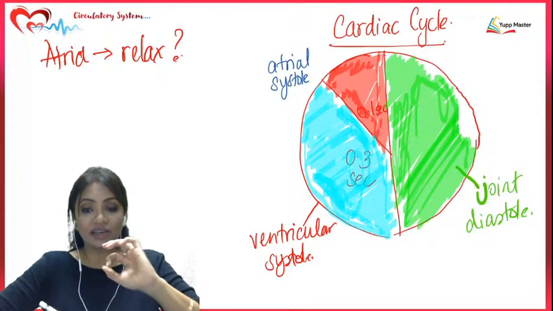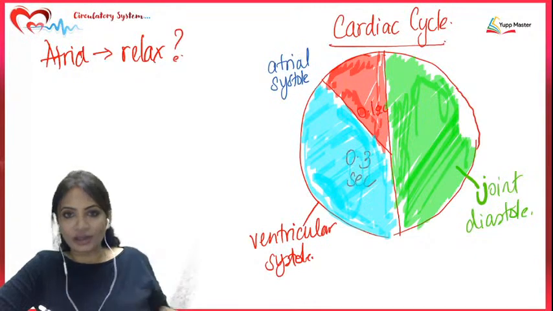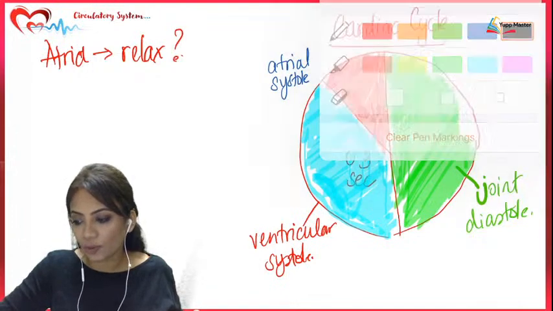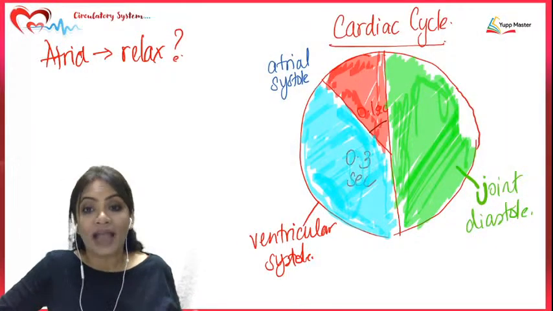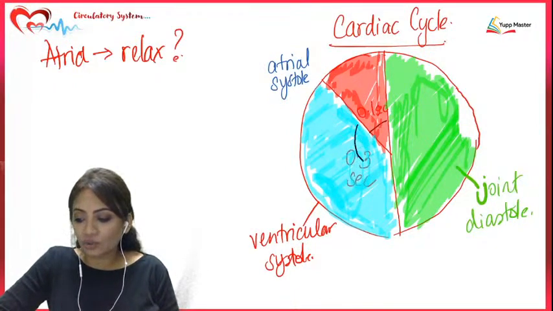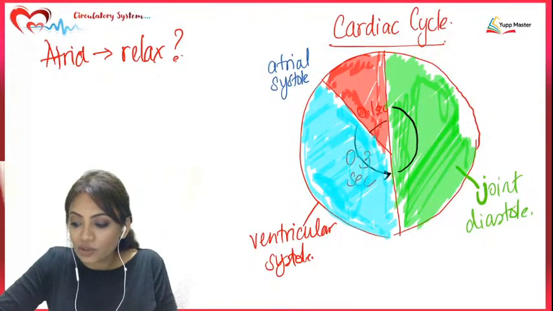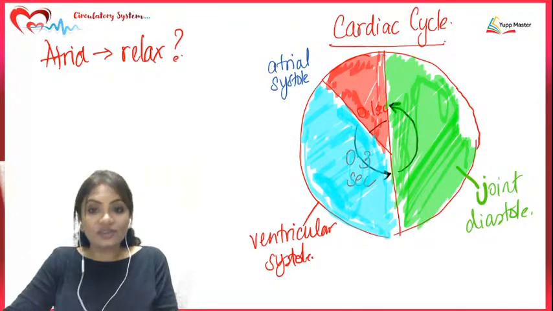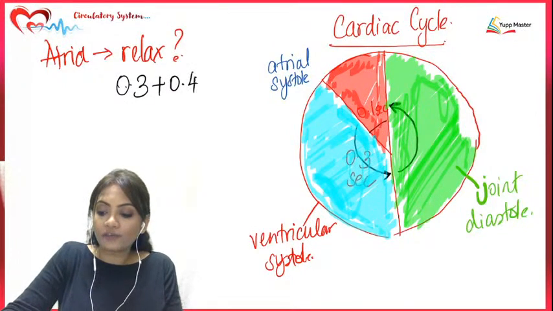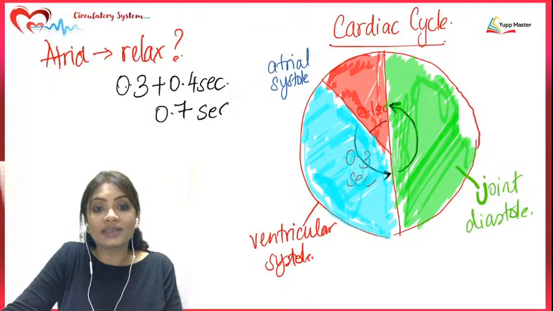You know that the atria contract for 0.1 seconds, and immediately after the atria have contracted for 0.1 second, the atria will start to relax. So after this 0.1 second, which is the contraction time, the atria will begin to relax. So atria are relaxing through this 0.3 seconds, and atria are also relaxing throughout the joint diastole. So the atria are relaxing for 0.3 plus 0.4 seconds, and that indicates that atria are relaxing for 0.7 seconds.